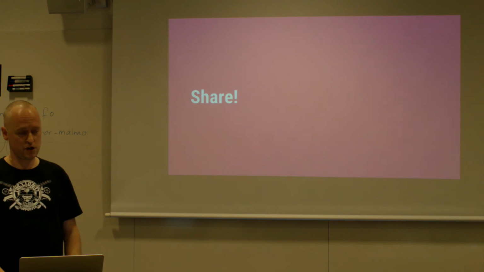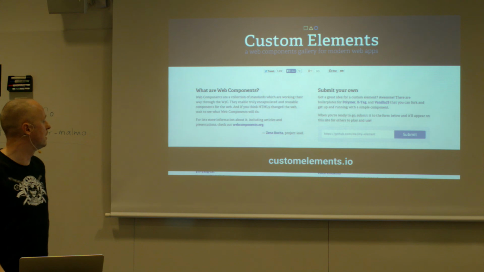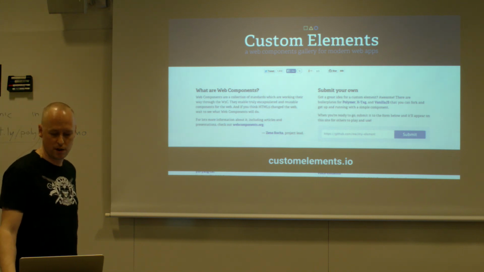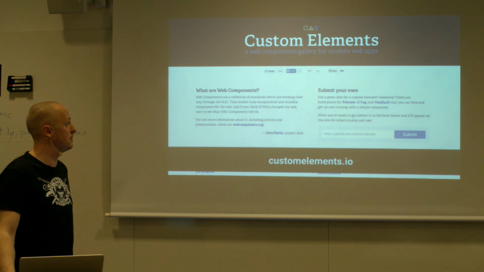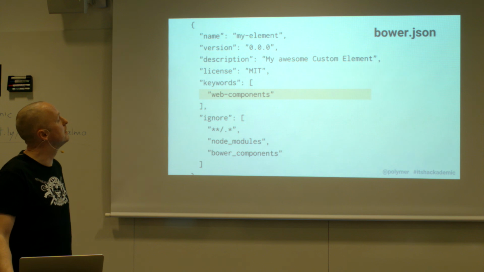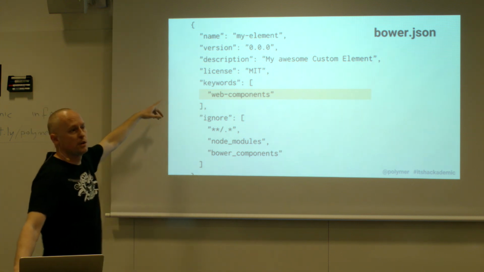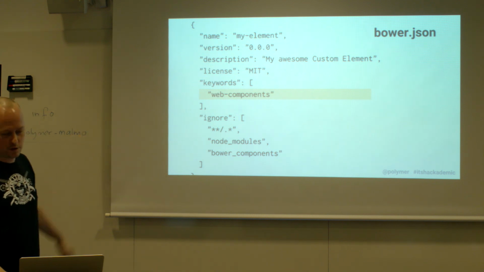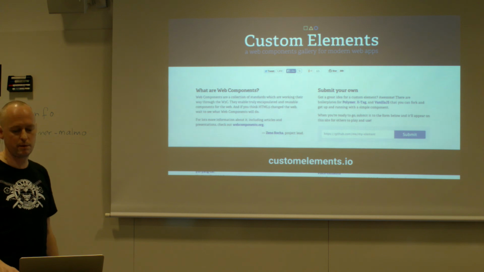Yes, and definitely share everything you build. So this is, as I mentioned, a registry where things will show up. It's the npm for now of custom elements. And if you want to put something up there, you basically extend your bower.json and put the keyword web components. And then when you publish to Bower, it will automatically show up here, ready for the world to search it, use it, play with it.